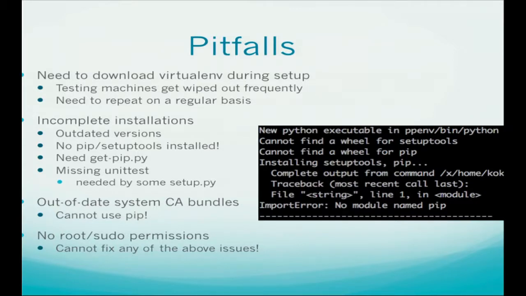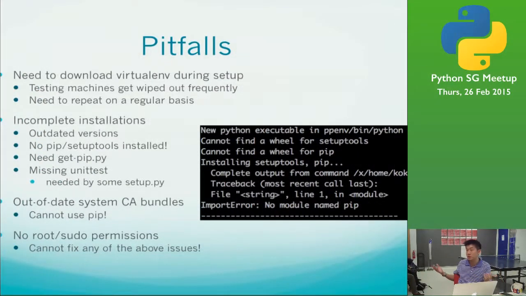Incomplete installations, the versions are outdated. You need a newer version of Django, but the sysadmin has an older version and they don't see the need. Why do I have to update it to suit you? I have 2,000 other guys to take care of, right? And amazingly, some installations don't have pip or setup tools, which VirtualEnv actually has an implied dependency on. So again, another obstacle in a way.